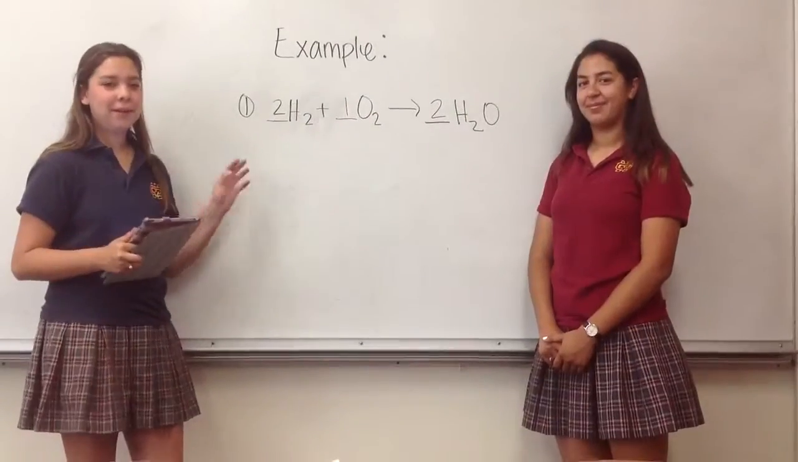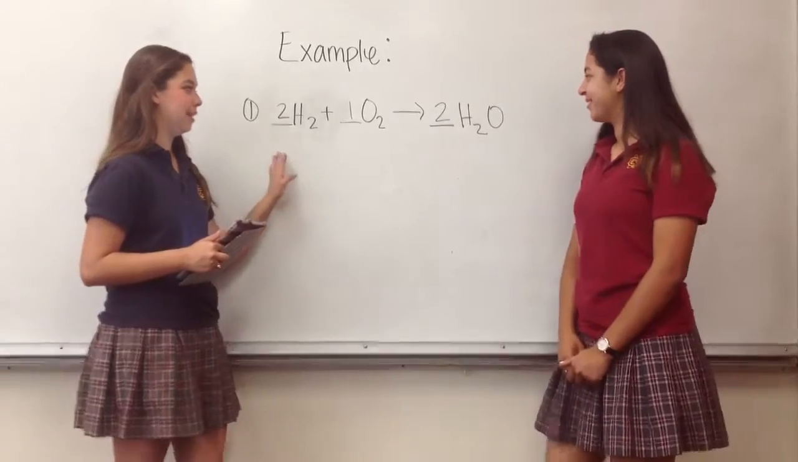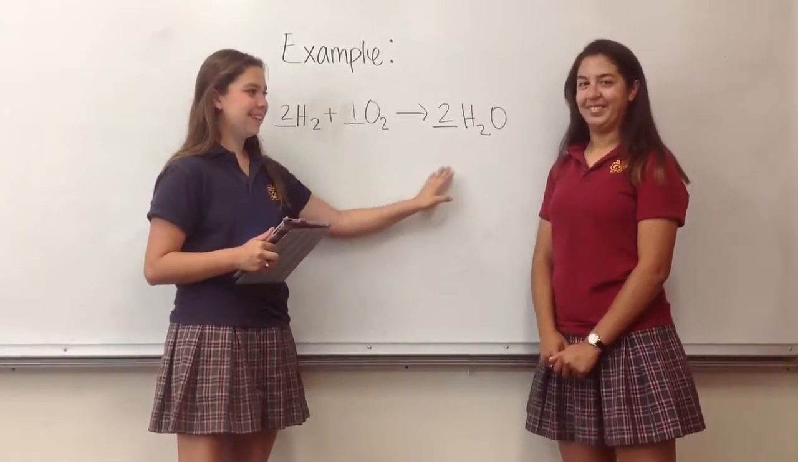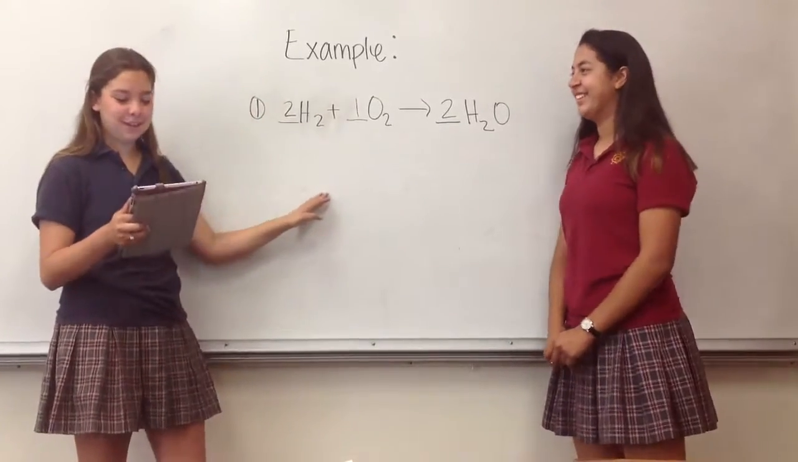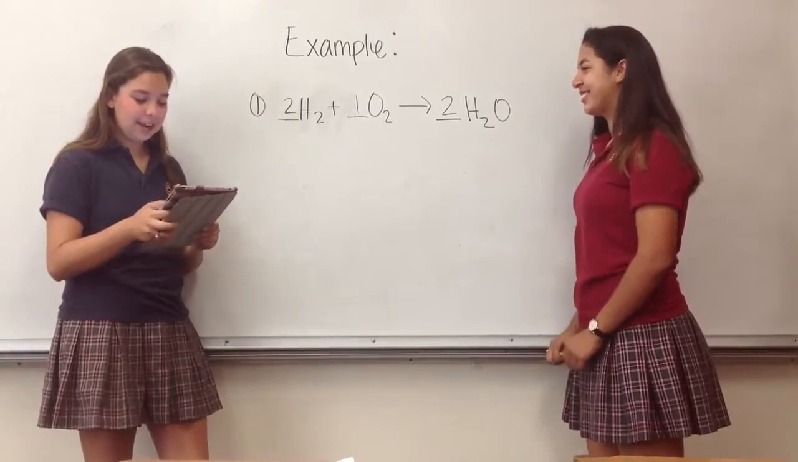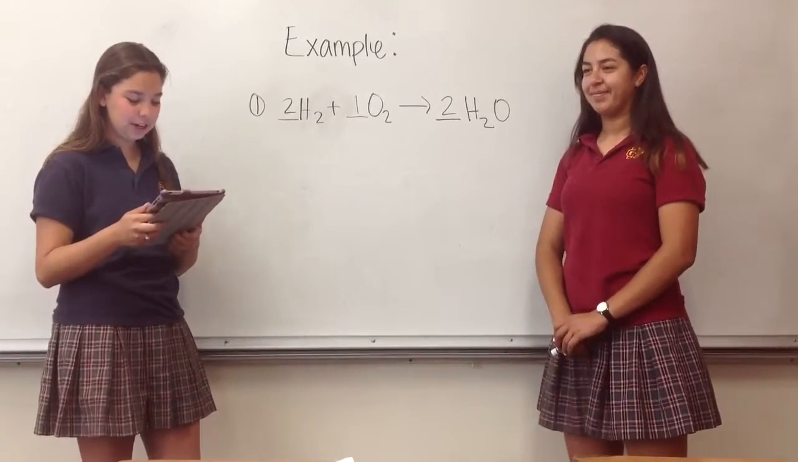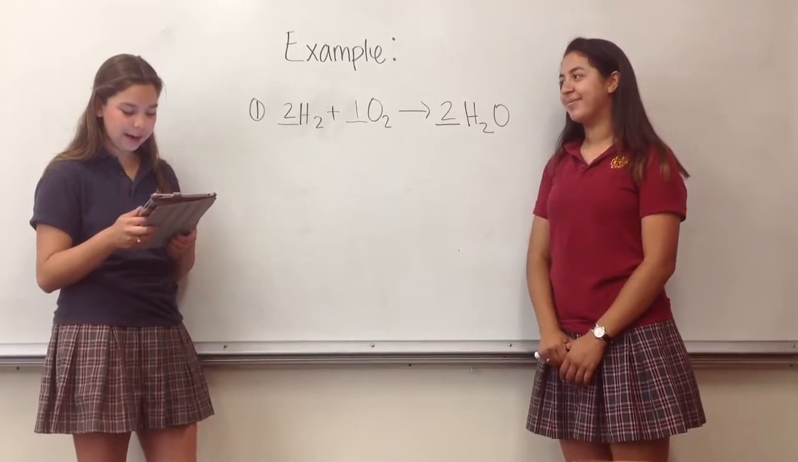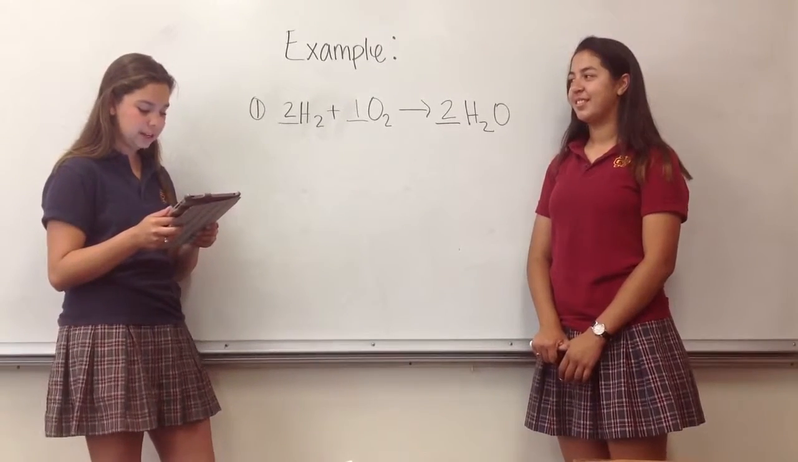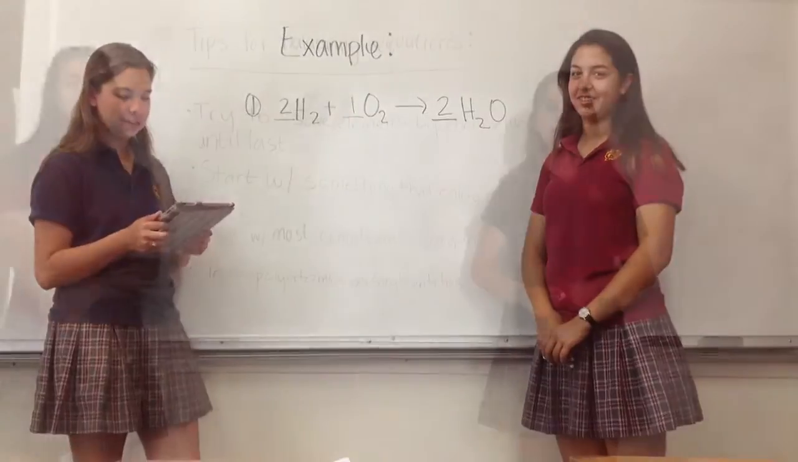Now that we have put the coefficients in front of the elements, it becomes a balanced equation. A balanced equation is an equation for a chemical reaction in which the number of atoms for each element in the reaction and the total charge are the same for both the reactants and the products.